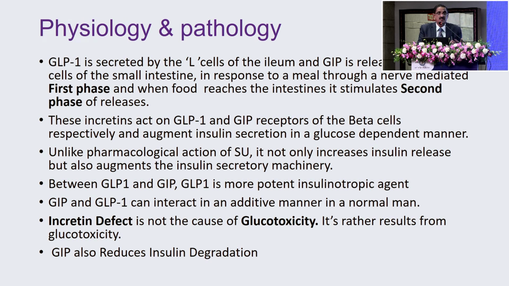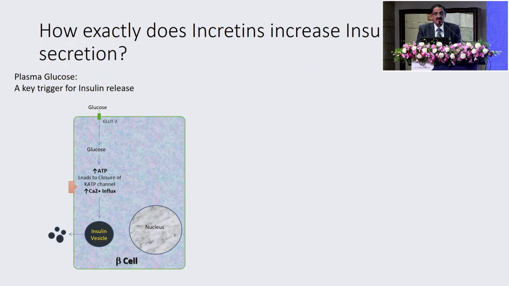The incretins act on the respective receptors to have this particular action in a glucose-dependent manner. And unlike sulfonylureas, it not only releases insulin, but also augments the insulin secretory mechanism. And between these two, GLP-1 is the more potent insulinotropic agent. Both of them have a synergistic action in an additive manner in a normal person. Incretin defect is rather misunderstood as causing glucotoxicity, whereas it is not so. It is the glucotoxicity which worsens the incretin defect. GIP also reduces insulin degradation, so you have a little more longevity of insulin action.